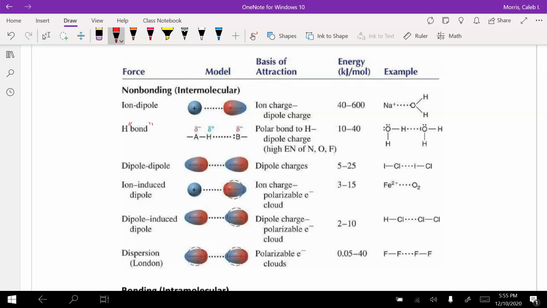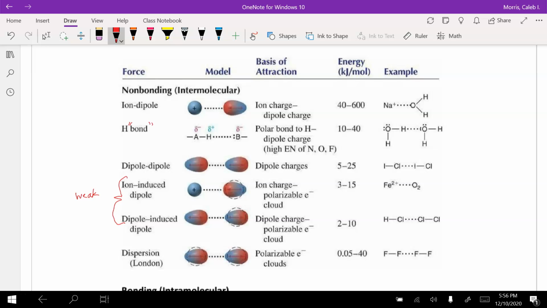Ion-induced dipole, that's if you have an ionic compound that is dissolving in a nonpolar compound. Not a very strong attraction. And then we have dipole-induced dipole, still not very strong. These are actually really, really weak attractions. Okay, these two are weak, and it's important to recognize that.